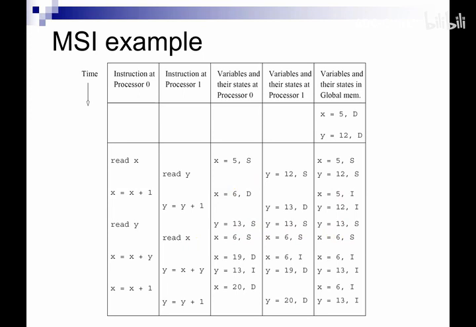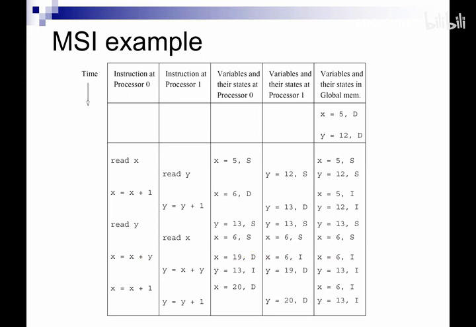Okay, so we can kind of continue with this example. For example, if processor 0 modifies x again, then processor 0 will be the only processor with the modified or dirty version of x, which has the correct value 19, right? And all of the other values will be out of date. And so all of the other processors will have invalid copies of x, right? So we can just sort of repeat this process.